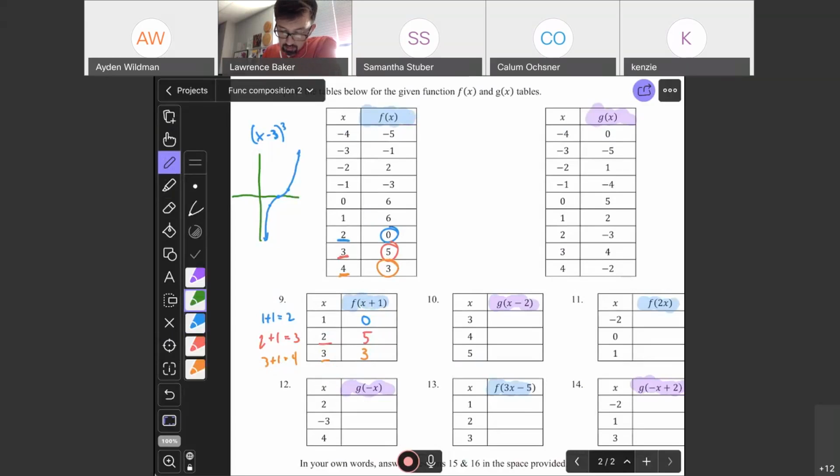So on 10 here, I'm going to start with that value that they're asking me. So x is 3. I'm going to say, well, what's 3 minus 2? So of course that's 1. So I'm going to go to where 1 is. I'm going to go to the other table, because I'm using G now. And then the associated y value is now 2.